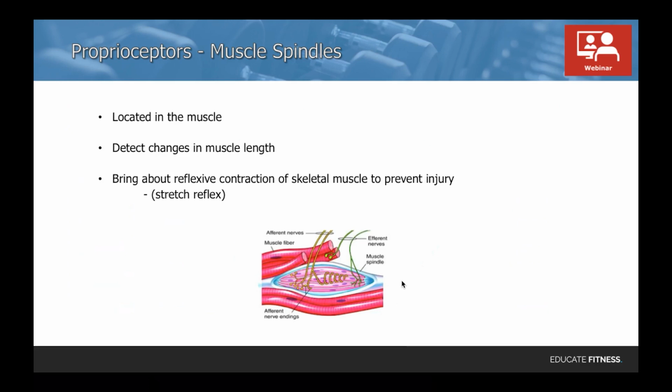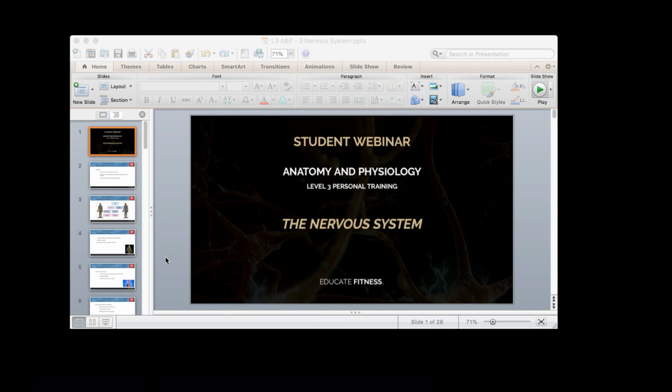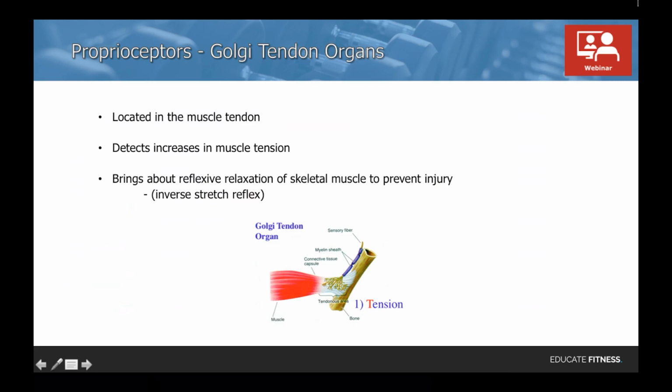Okay, before I move on to our next proprioceptor, I just want to stop and see if there are any questions. Right, thank you all for your quick, prompt messages. All happy. I'm loving to see that you guys are all happy today. Okay, cool. Let's move on.